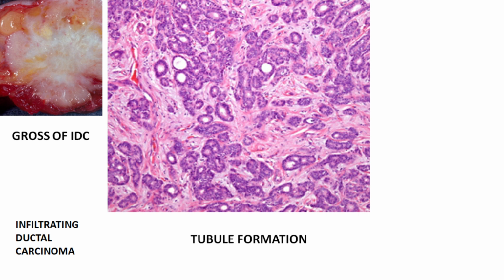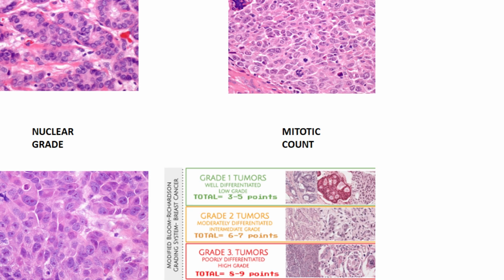Now look at this picture. Apart from the gross, this picture is also showing you tubule formation. Now this section was taken from the tumor obviously, and the maximum area of this tumor is showing tubule formation. You can say that more than 75% of the area, so that's why the Bloom-Richardson score will be 3 here for tubule formation. In the next picture we have nuclear grade and mitotic count. If you look at the first picture, there is some variation in size of the cells, but mostly the cells are uniform, right? And there is one mitosis seen as well.